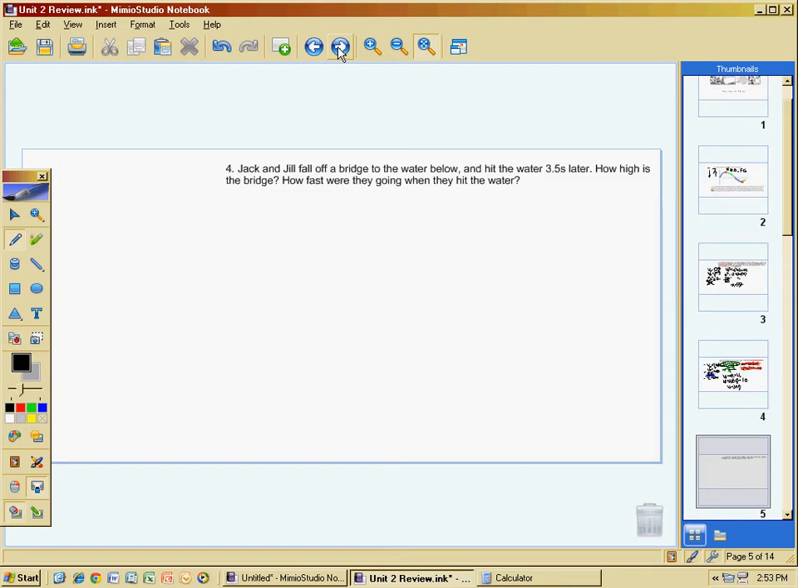All right, so again, this is an acceleration problem. You can ask yourself which type. Okay, they're falling to the water below, so this should be telling you that this is an acceleration in the vertical direction. This is free fall. All right, so we're going to list out our variables again.